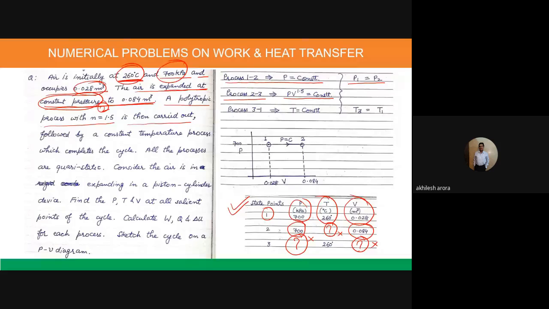And then it is followed by a constant temperature process which completes the cycle. The system is air, which is undergoing a cycle. The third process is process 3 to 1 during which the temperature is constant. That means T3 is equal to T1. That is why I have written the value of T1 as 260 and T3 also as 260, because the temperature is constant. I hope the question is clear.